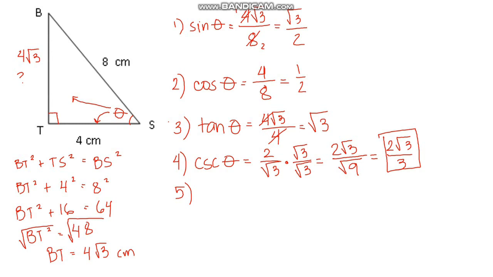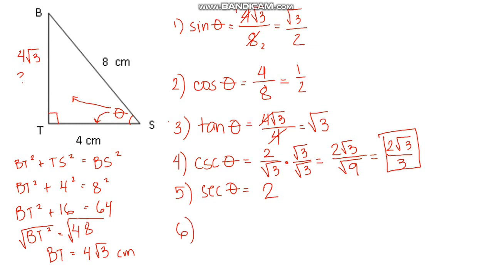So let's have the secant of theta. So it's the opposite of the cosine. So if the cosine is 1/2, our secant will be equal to 2. Again, it's just the inverse.